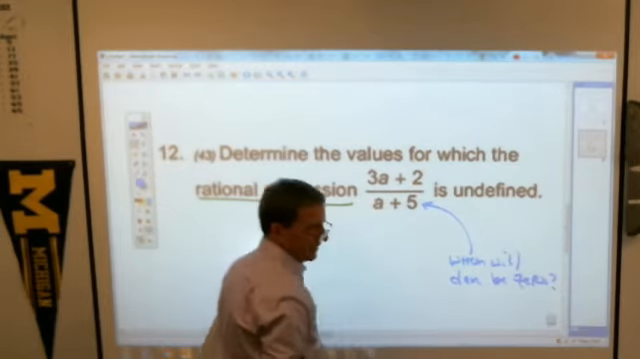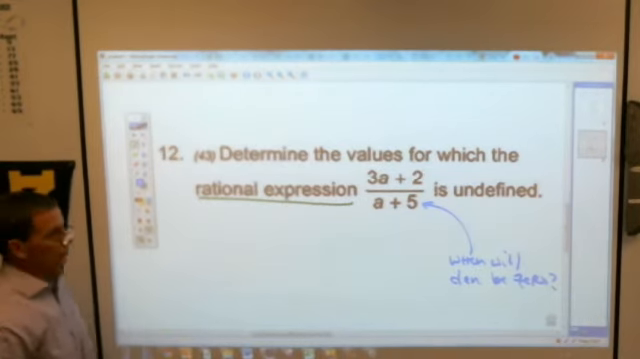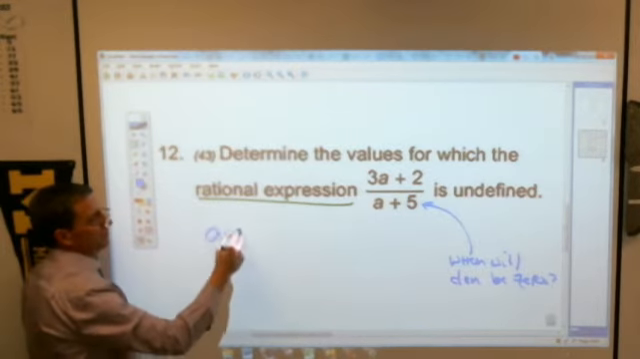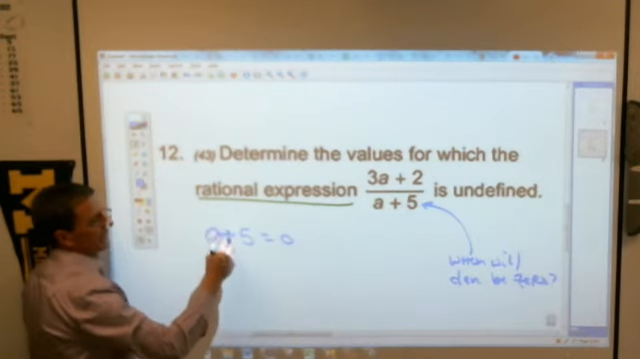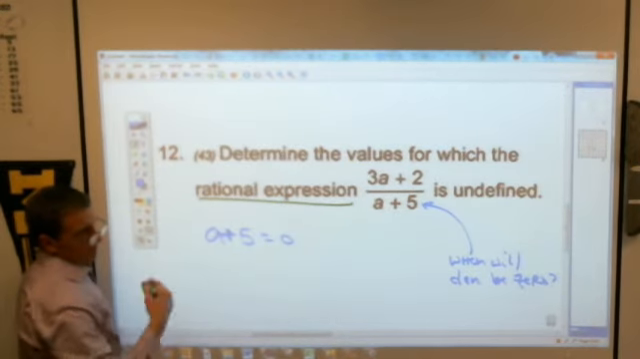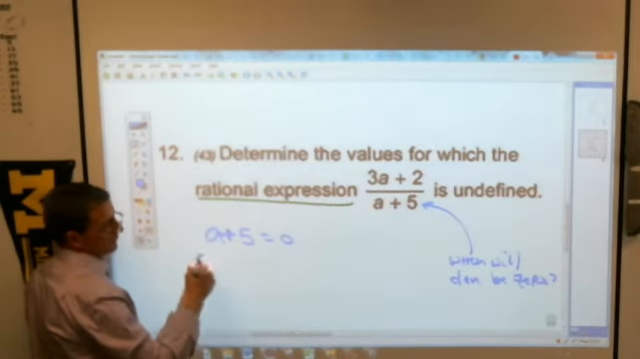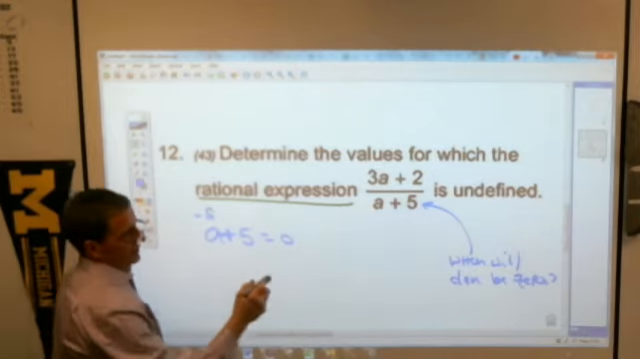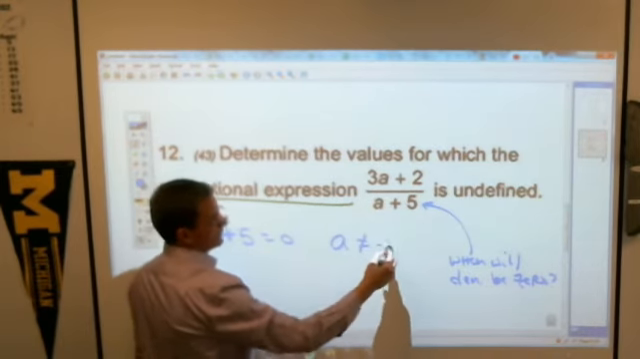Because that can't happen. You can never get a 0 on the bottom of the fraction, rule number 1 over there. So you need to know when is a plus 5 going to be 0. If that happens, you can't do this. So you solve this for a, but this is just common sense. Negative 5 plus 5 is 0. So they would write it like this: a cannot equal negative 5.